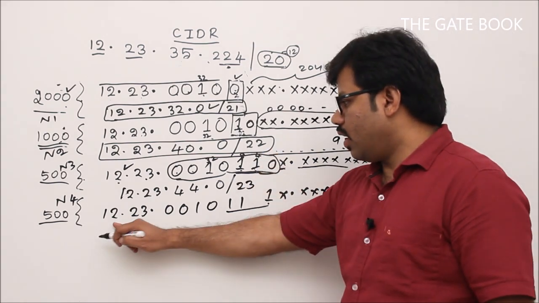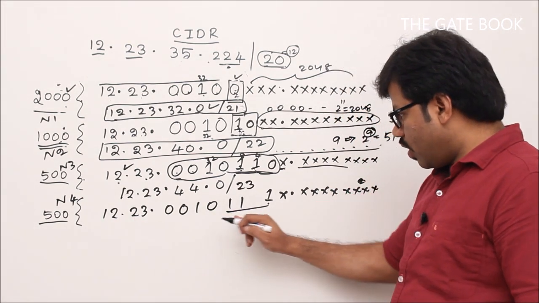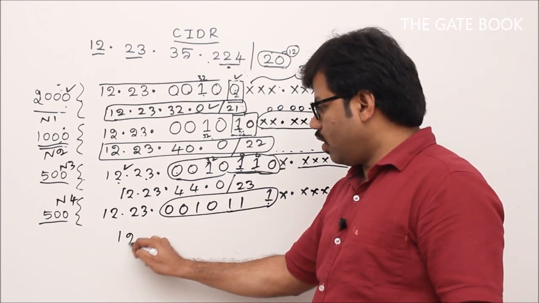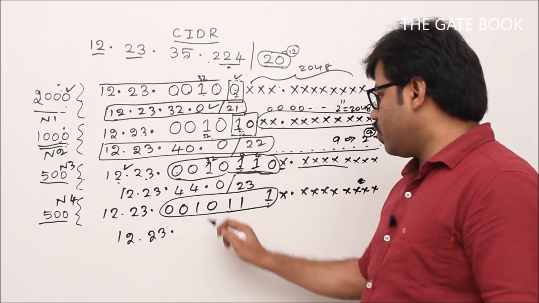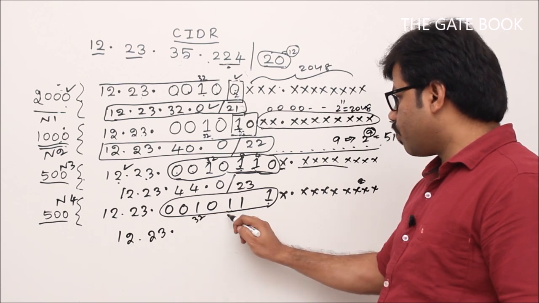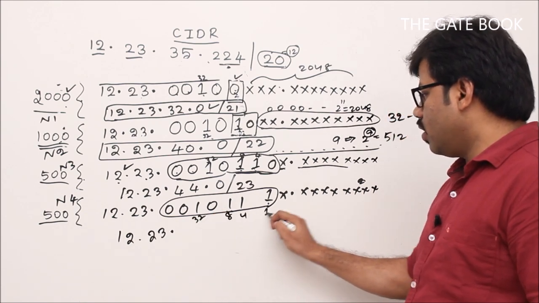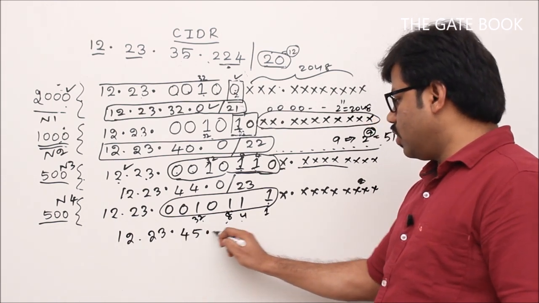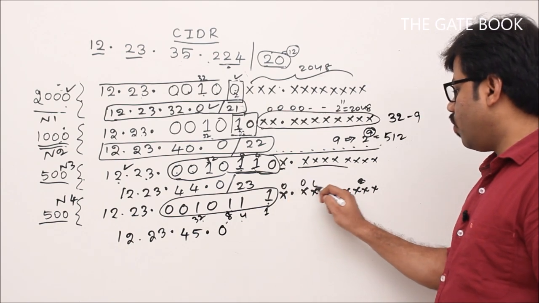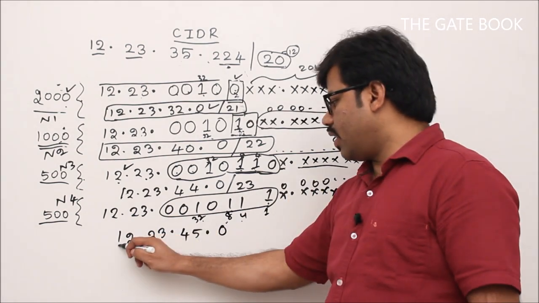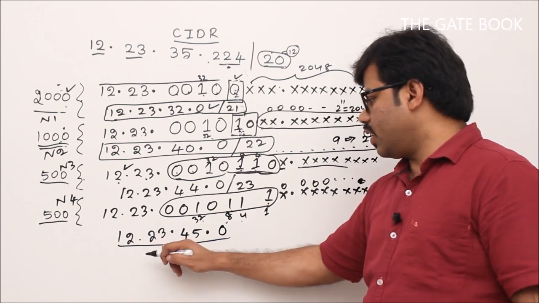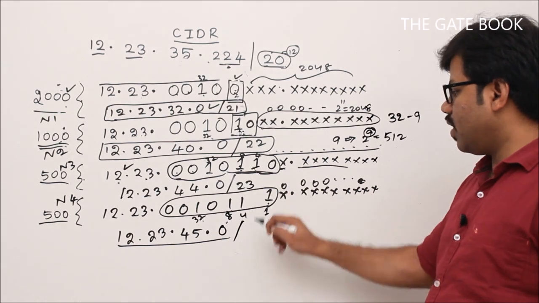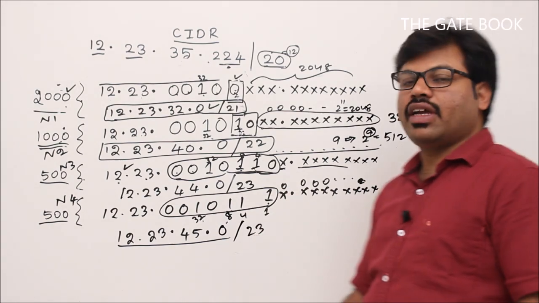Next. 12.23.001011 up to this point is the network ID, correct? So it would be 12.23 dot. If you see this one, 32, 8, 4, 1. 32, 8, 40, 44, 45. 45 dot 0 will be it, because the remaining bits should all be 0 for the network ID. In that way, we can create another network ID, 12.23.45.0 slash prefix number, which is again the same thing as this one, 23. So finally we created 4 networks.